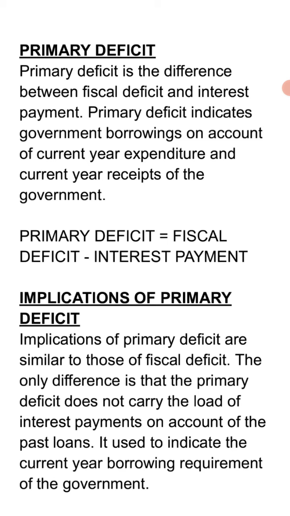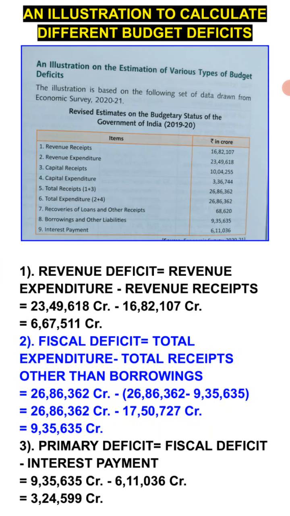What is the difference? The difference is that the primary deficit does not carry the load of interest payment. In primary deficit, there is no amount of borrowing for the payment of interest. It only indicates the current year's borrowing requirement. There is no burden of the past years' borrowing interest.